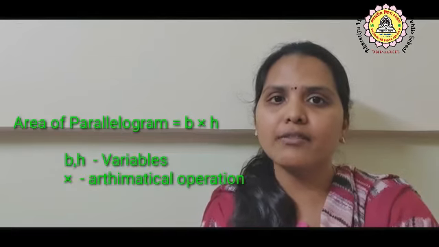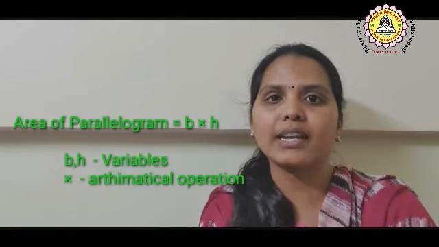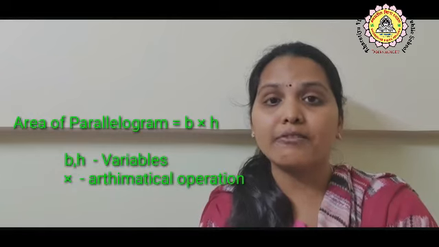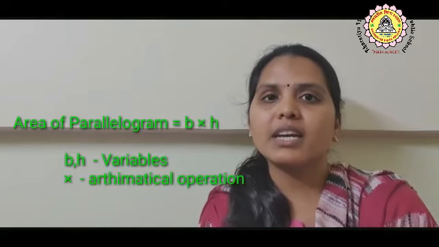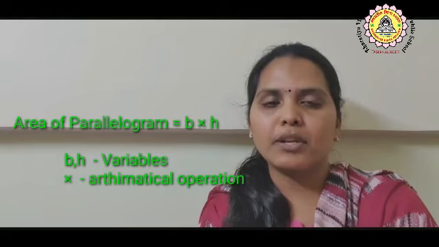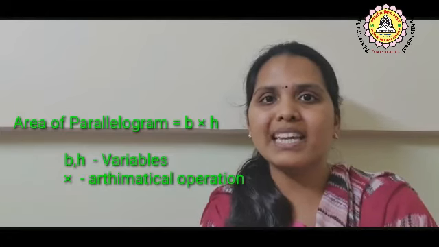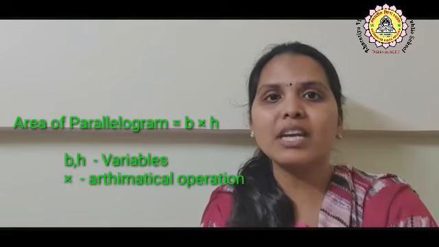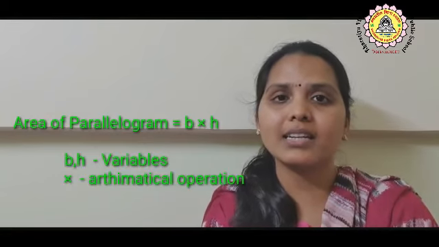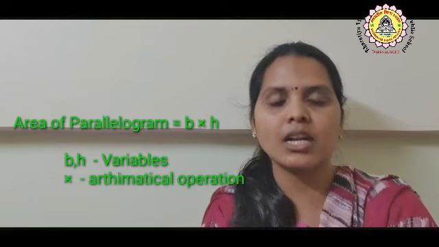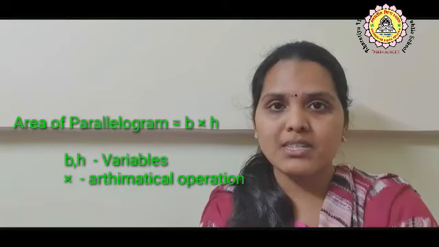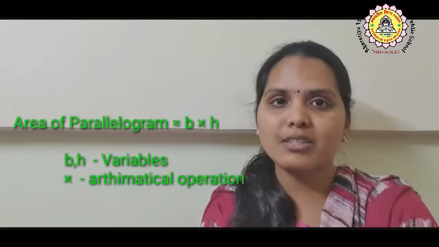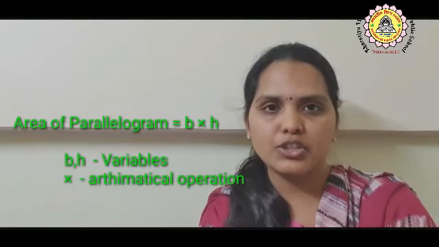So here giving different values is nothing but giving various values. So b and h are called variables. Variable means different. So here b and h are variables. These variables are combined by an arithmetical operation, into. So that is b into h. So here b into h is nothing but an algebraic expression. b into h is an algebraic expression. So here you expressed area of parallelogram as an algebraic expression b into h.